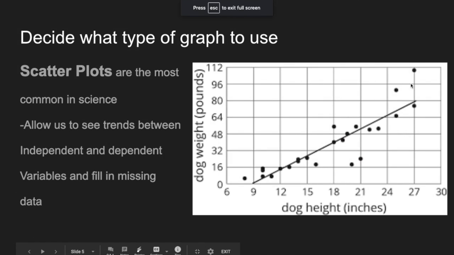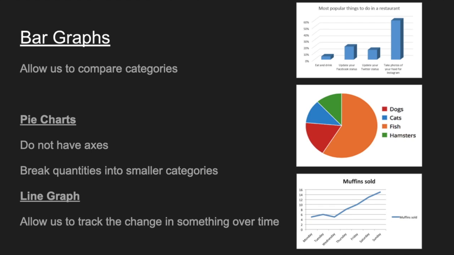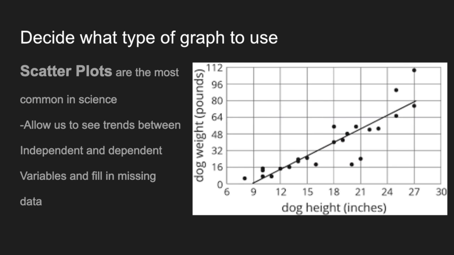Okay, so the next thing you want to do is figure out what type of graph you're going to use. There are a couple of different types of graphs that we can use in science. You can see we have a couple of different ones here. The scatter plot is the most common in science. It allows us to see trends between the independent and the dependent variable and then fill in some missing data. If we have this scatter plot here with these dots all over, you would not want to turn this into a line graph and connect every single one of these dots. This is a scatter plot where you're going to draw a line of best fit.